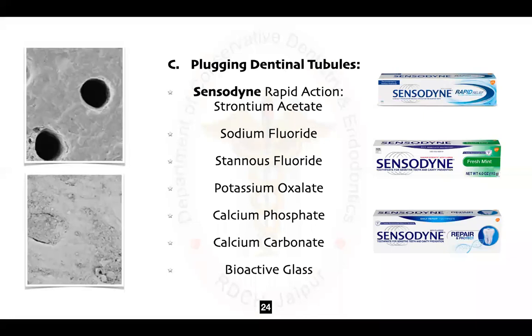Please start writing what all materials are used in our toothpaste: strontium acetate, sodium fluoride, stannous fluoride, potassium oxalate, calcium phosphate, calcium carbonate, and bioactive glass. So let's quickly describe fluoride, because fluoride is used in n number of toothpastes today. Fluoride precipitates calcium fluoride crystals inside the dentinal tubule. I repeat, it forms calcium fluoride.